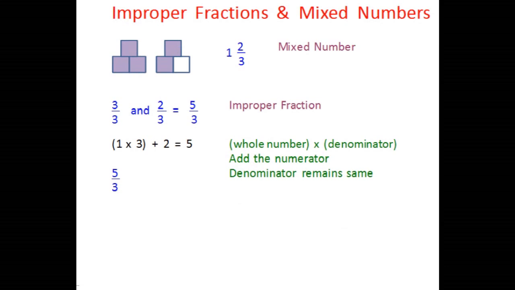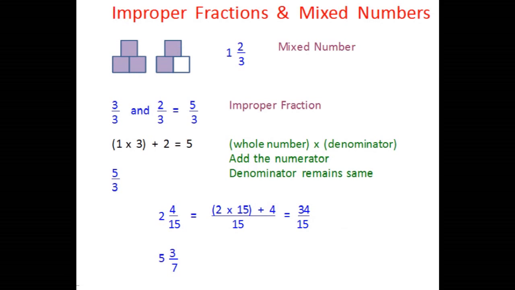So always take the whole number, multiply by the denominator, add the numerator, that becomes your new numerator and the denominator remains the same. Let's take this example, 2 4/15. So that becomes 2 multiplied by 15. 15 2s are 30. Add 4, that becomes 34. Denominator remains the same, which is 15.